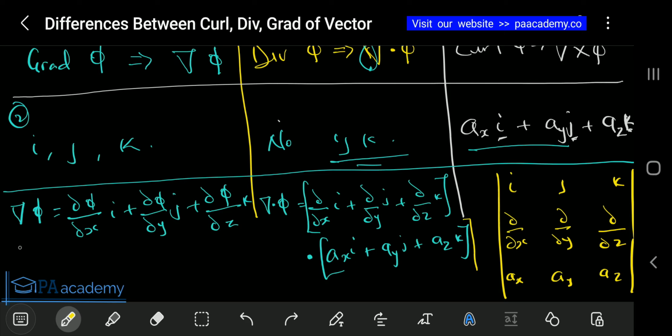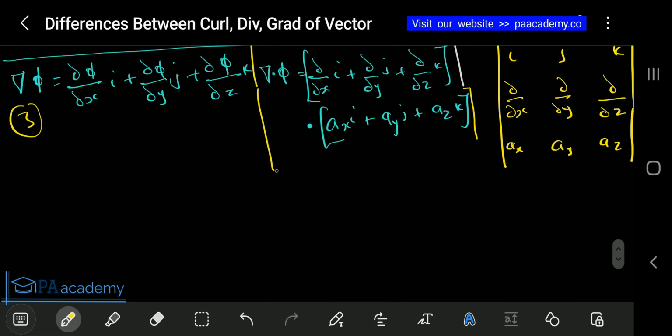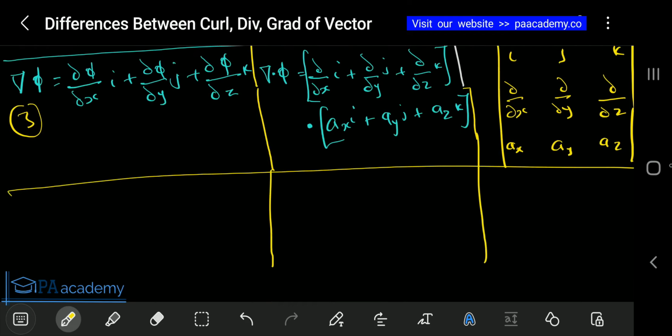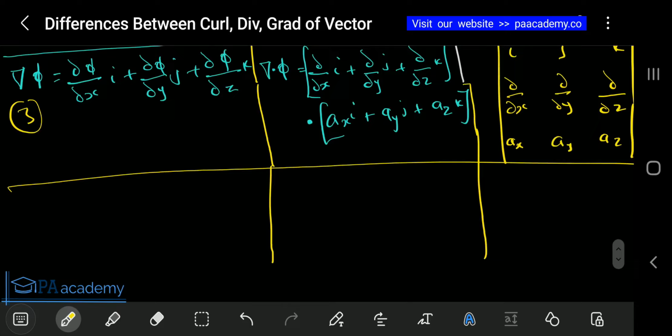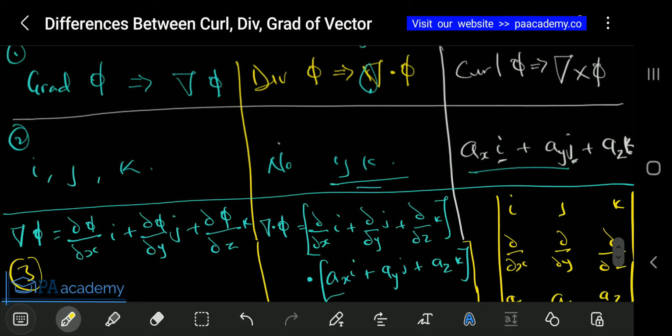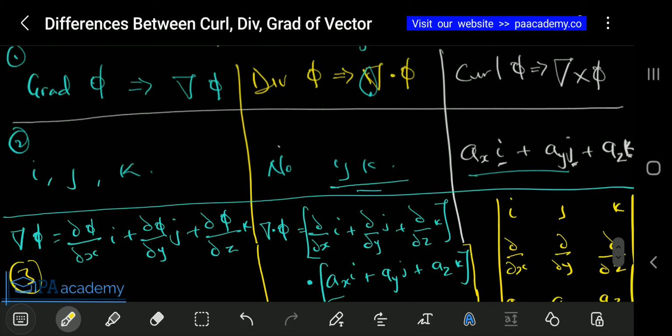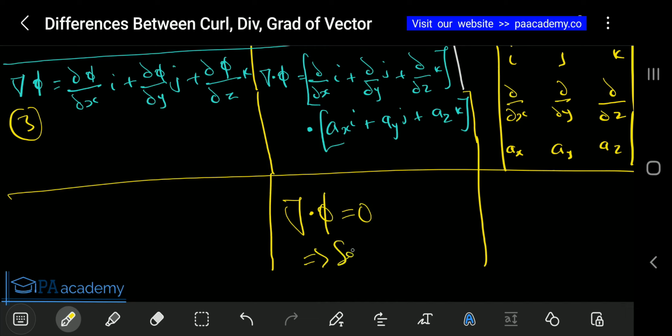So basically, if you can remember all these three differences, you won't have a problem knowing which one is grad, which one is div, and which one is curl. The last one I want to add is just a reminder, because I've mentioned it in the course of the lecture series on this particular topic, which is the solenoidal vector. So when you are dealing with div, and the divergence of a particular function is equal to 0, just know that it is a solenoidal vector.